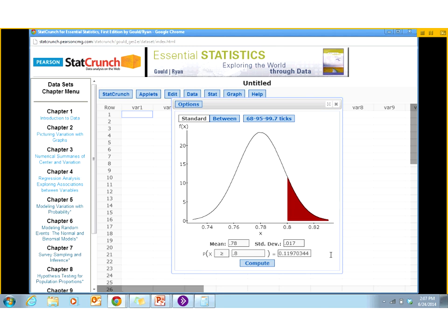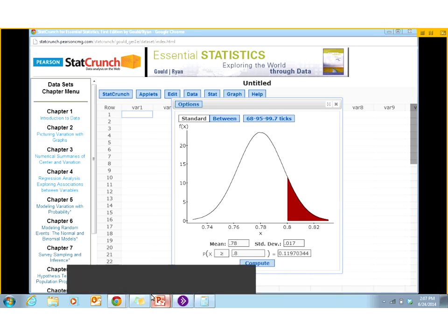Okay? And since we were able to assume that the sampling distribution is normal, we can use the normal probability distribution, that's how we get to it.